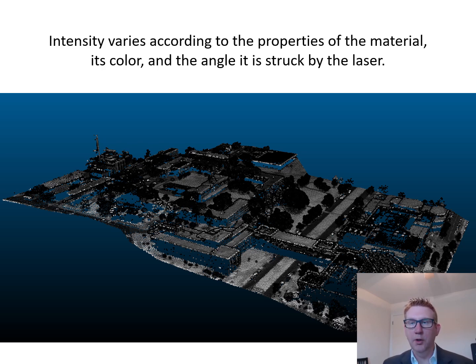Again, intensity varies according to the properties of the material, the color, and the angle at which it was struck. So you're not looking at a perfect rendering of what's going on here, like your eye would see it if it were in black and white. But all of these properties of the laser, the position, and the material play a part in how the intensity comes back.